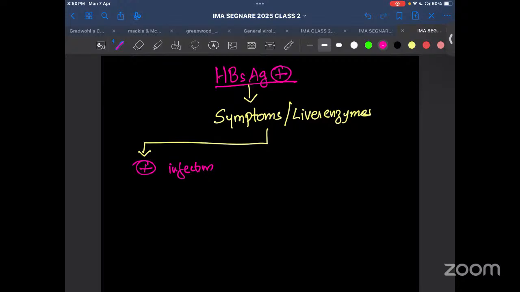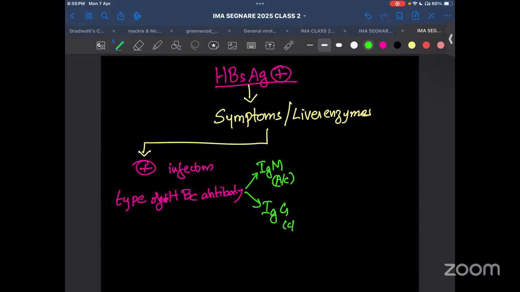So for determining whether it is an acute infection or chronic infection, we have to look for the type of anti-HBc antibody. So this is an antibody. It can be IgG or IgM. If it is IgM, that is acute. If it is IgG, that is chronic. So that is it, acute and chronic. So the type of anti-HBc we look at to know whether it is acute or chronic.